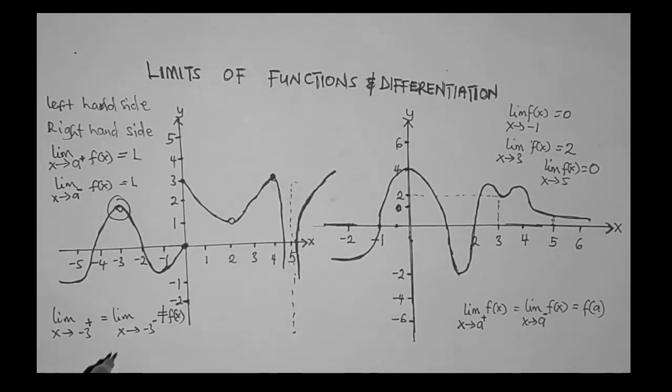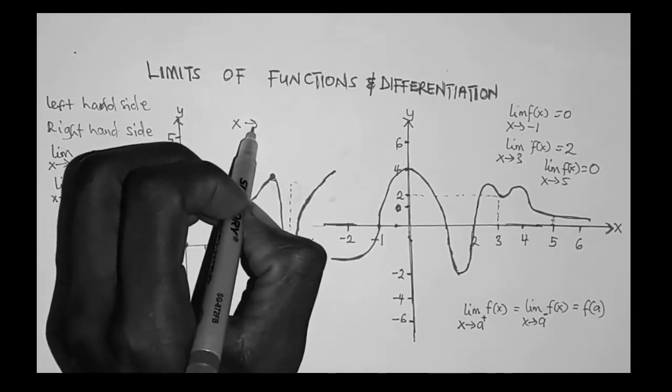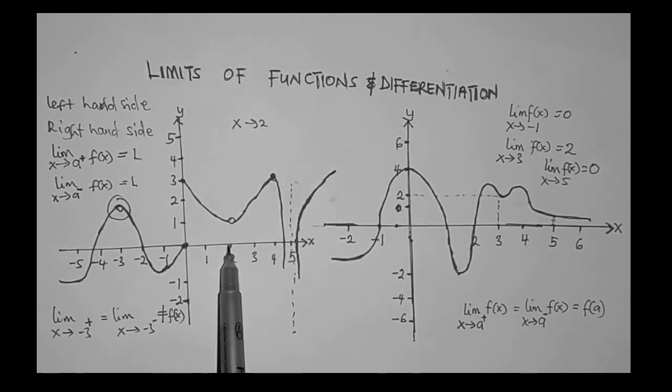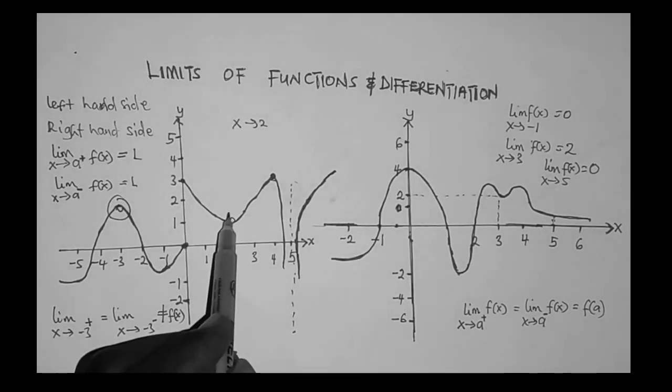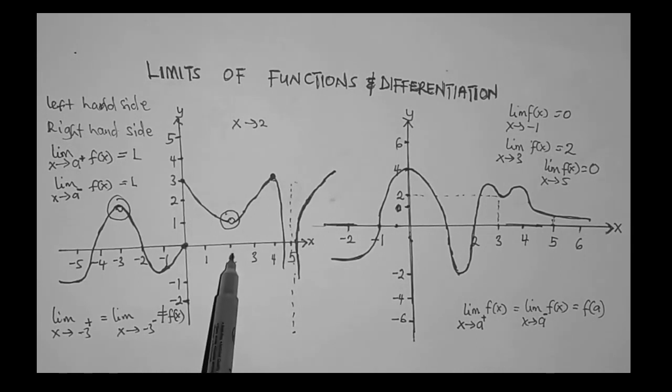Now, what about the limit as x approaches 2? So what is that limit? You see that 2 is here, and again there is a jump, or there is a hole at x equals 2, and for that matter this limit also does not exist.